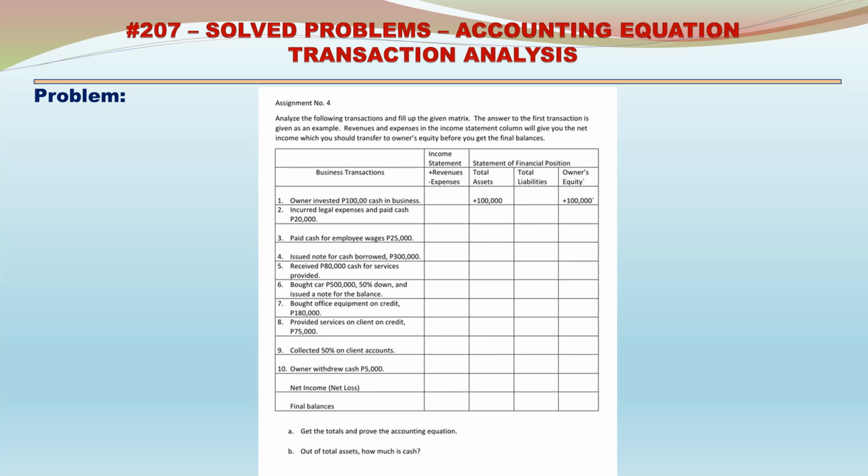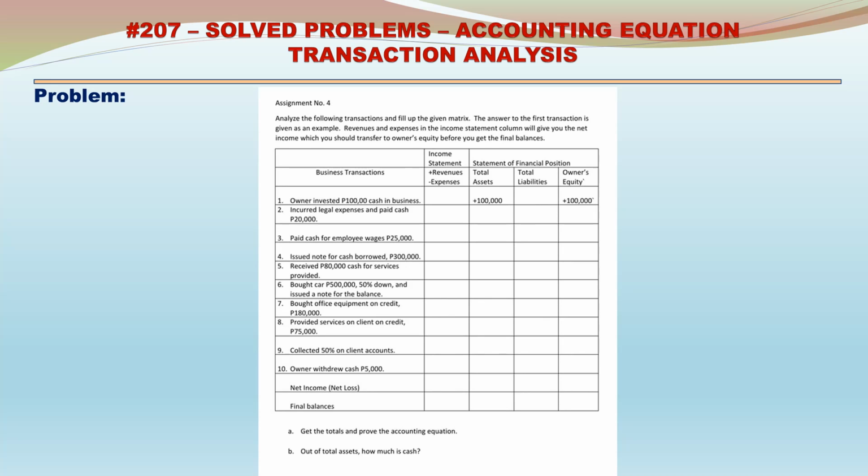2. Incurred legal expenses and paid cash 20,000. 3. Paid cash for employee wages 25,000. 4. Issued note for cash borrowed 300,000. 5. Received 80,000 cash for services provided. 6. Bought car 500,000, 50% down and issued a note for the balance. 7. Bought office equipment on credit 180,000.